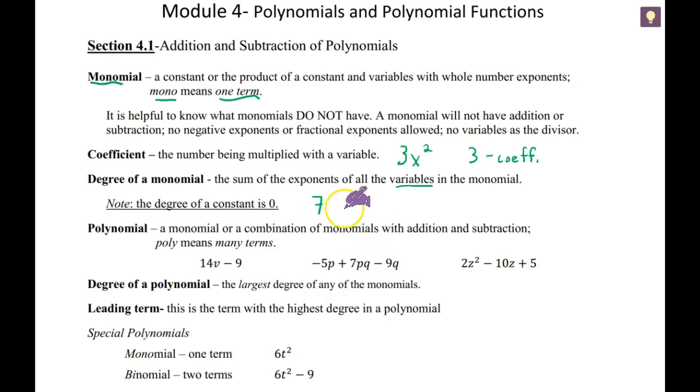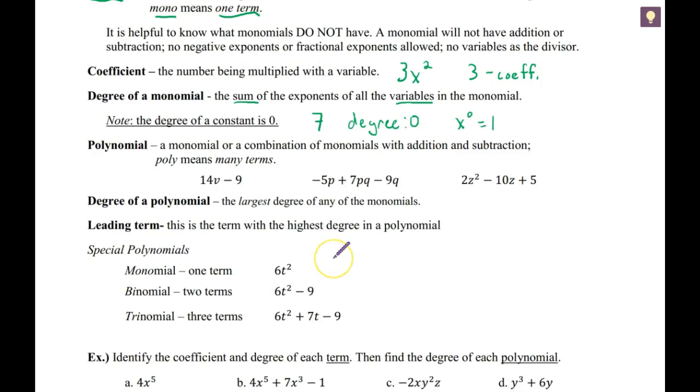So if there's no variable, this would have degree 0. It's the same thing as saying x to the 0 power, which is just 1. Now if there are other variables, then it's going to be the sum of all the exponents of each variable. And we're going to talk more about this in the examples as well.